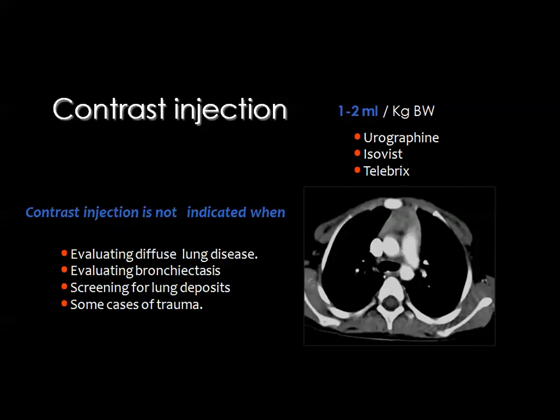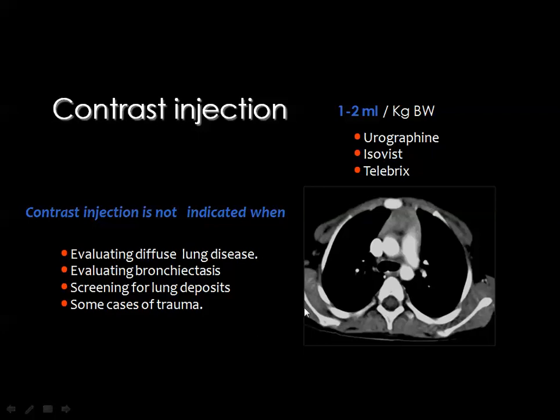Then the machine will ask you if you would like to inject contrast media intravenously. The contrast media used nowadays may include the isobest, Telebrix, and any other contrast material which is usually used for evaluation of the urinary system. And the regular dose of contrast media is related to the body weight, and it is in the range of 1 to 2 milliliter per kilogram body weight. And not every child is indicated for injection of contrast material.